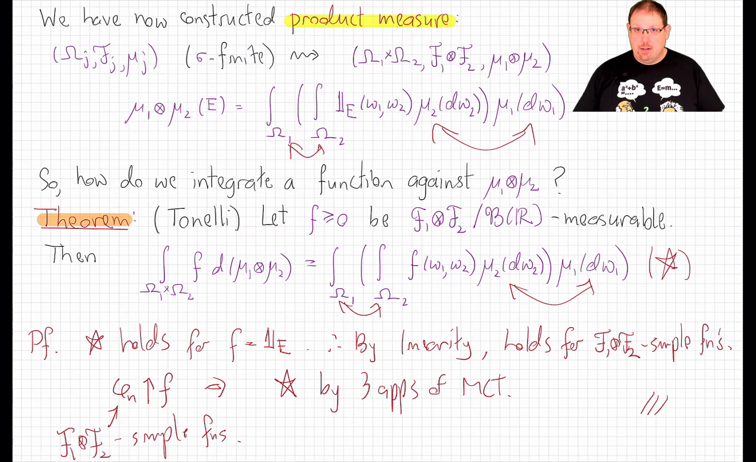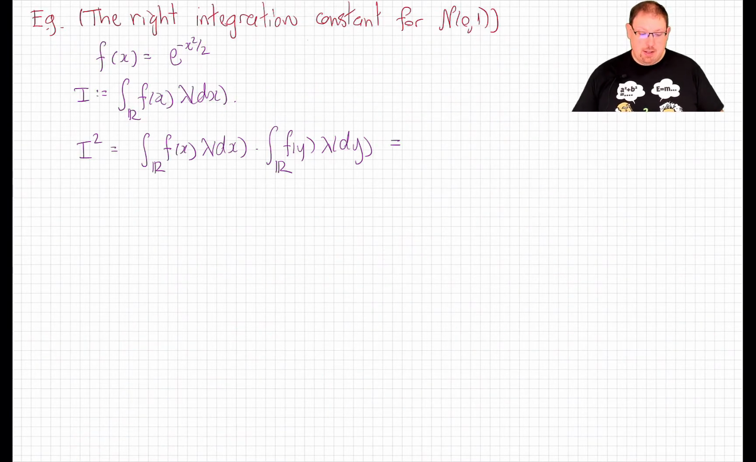So now we know how to integrate non-negative functions, at least, as iterated integrals. Let's do the most fun standard example that's usually done in a probability course, and let's confirm what the right integration constant is for the standard normal distribution. Here we have a density, which is a constant times e to the minus x squared over 2. We know that that constant is supposed to be 1 over the square root of 2 pi in order to make that a probability density, to integrate to 1.